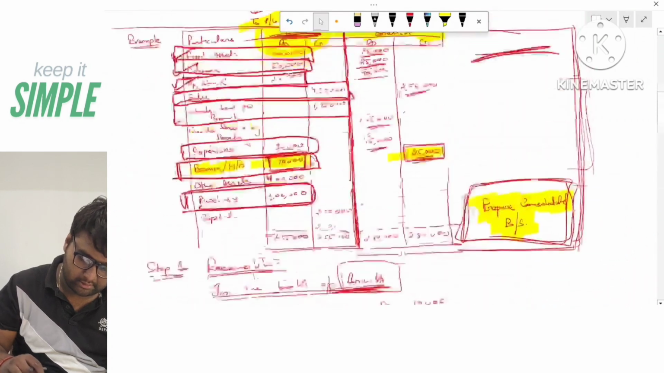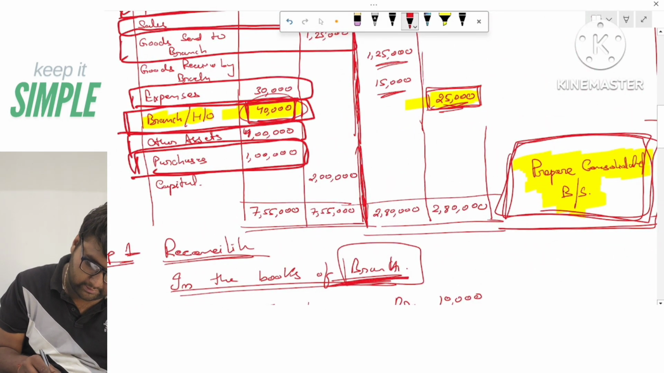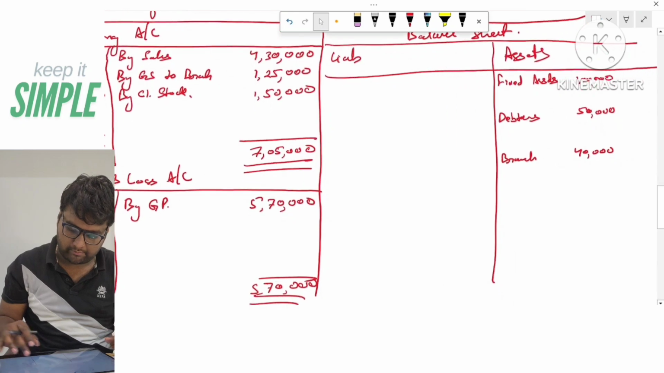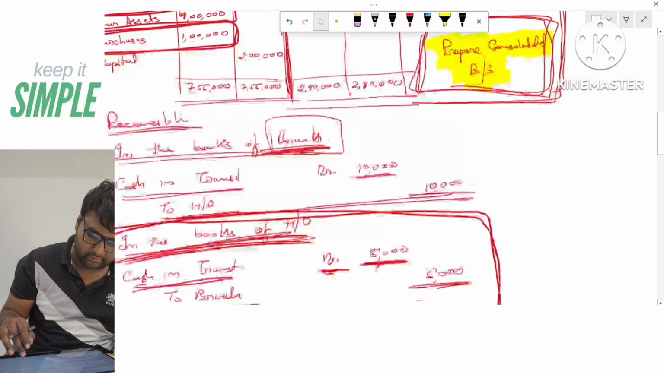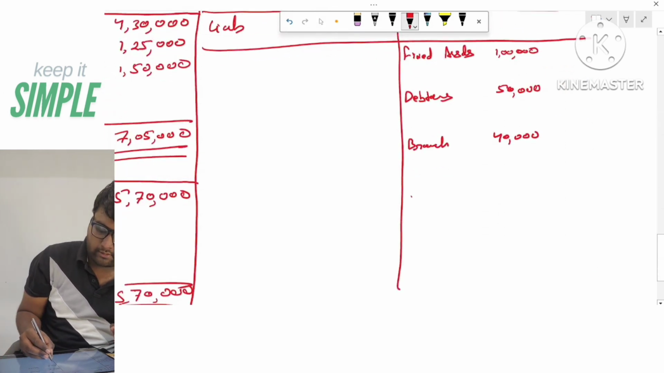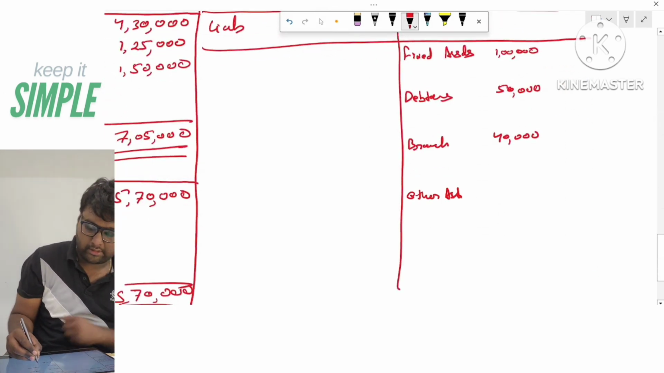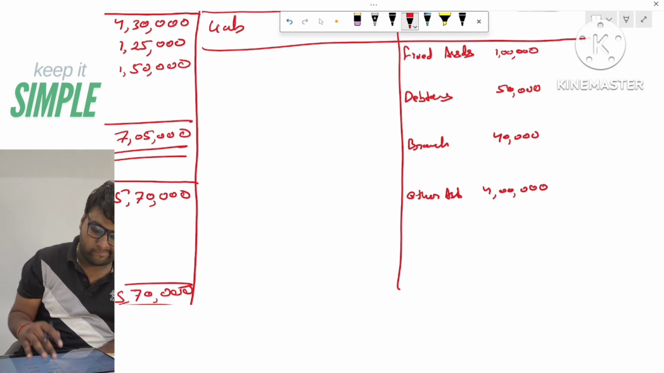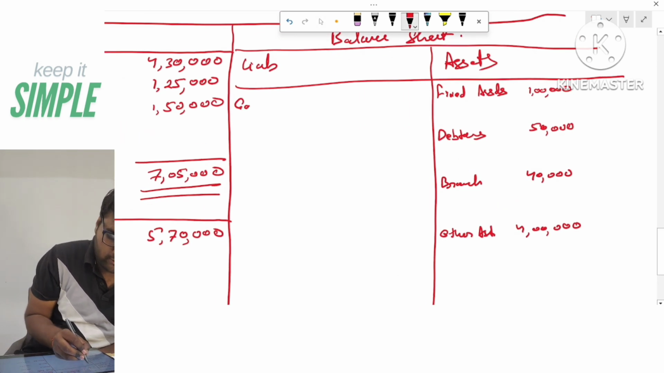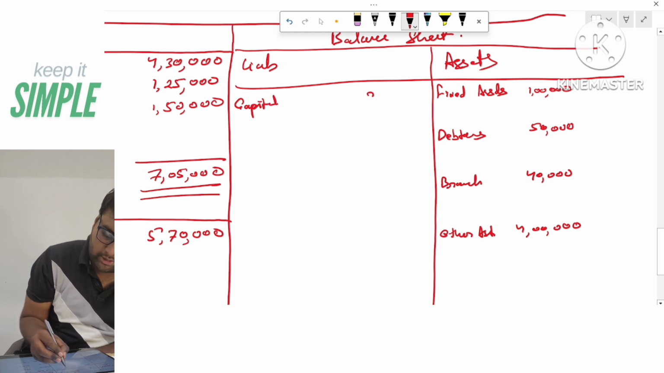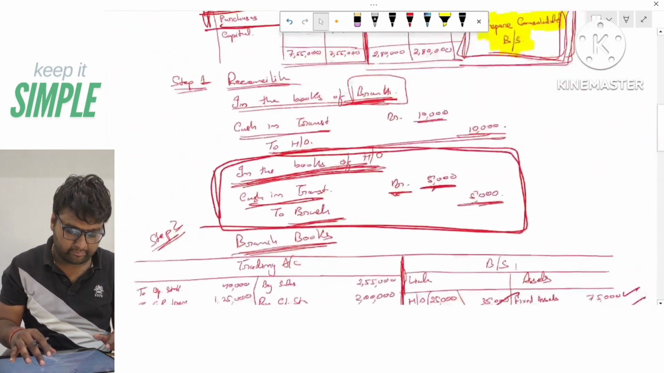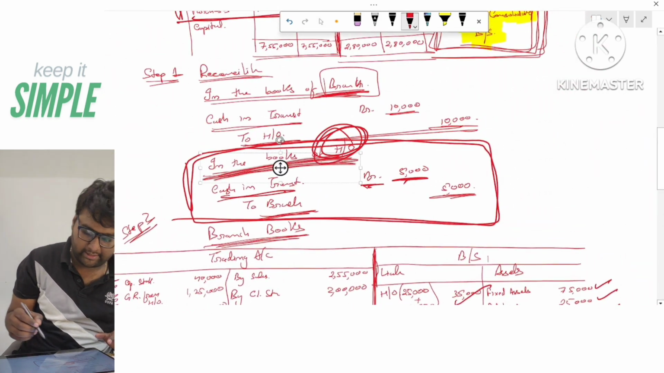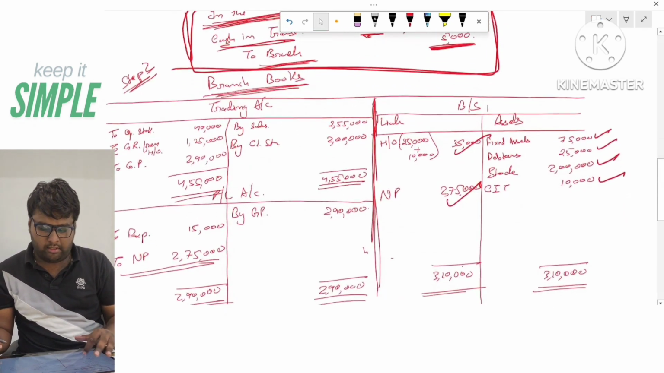Then other assets 4 lakhs. Okay, so branch is done. Other assets 4 lakhs and capital was 2 lakhs. Okay, done. Then what was there? Then we have made an adjustment entry. We have passed an adjustment entry in the books of head office that cash in transit debit 5,000 to branch 5,000. Okay.